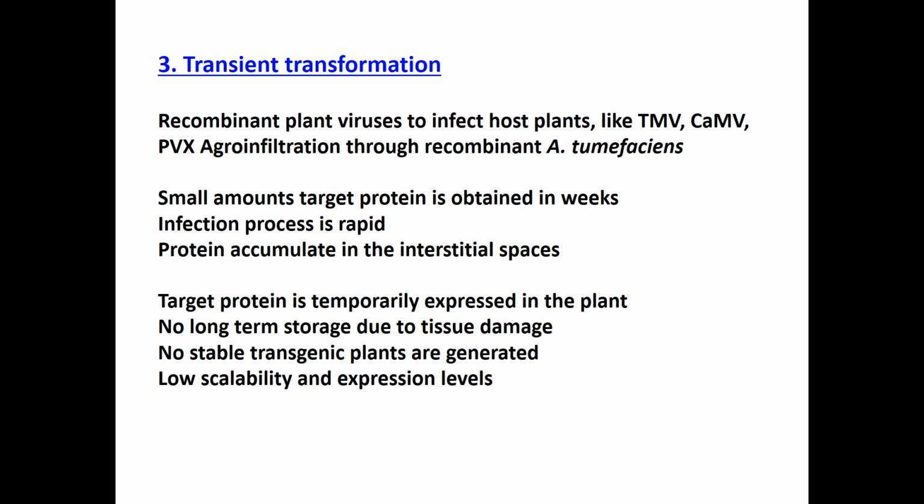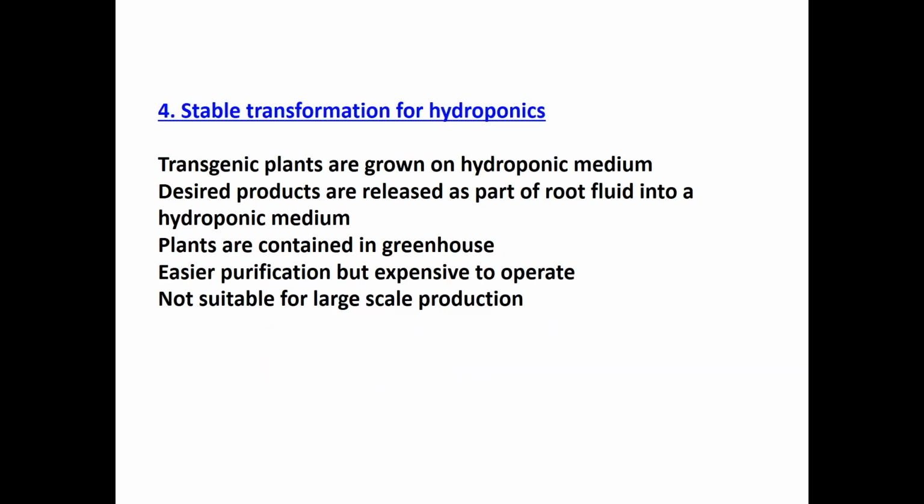The target protein is temporarily expressed in the plant. There is no long-term storage due to tissue damage. No stable transgenic plants are generated here, so we need not maintain them. These transient transformation events have low scalability, and low stability and low expression levels are observed.